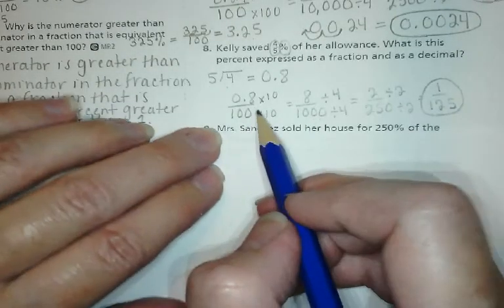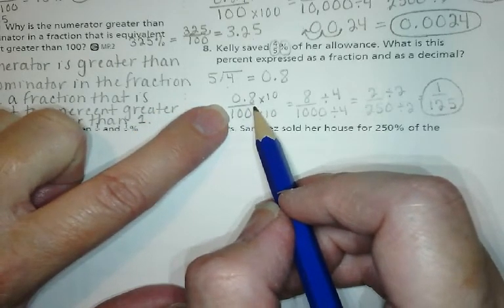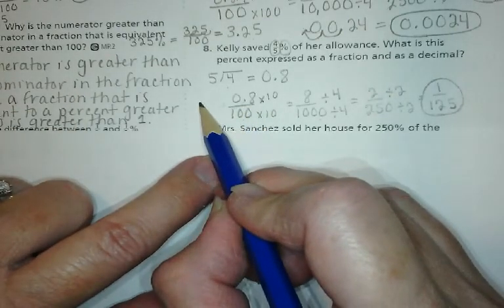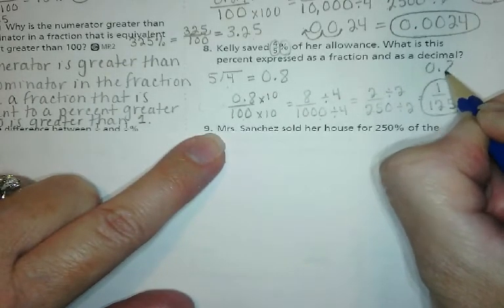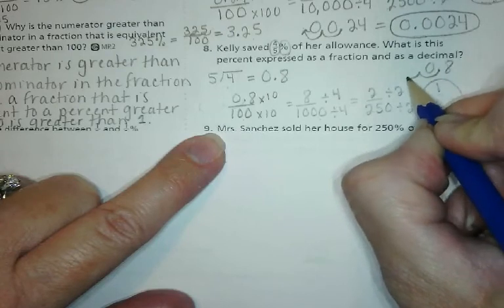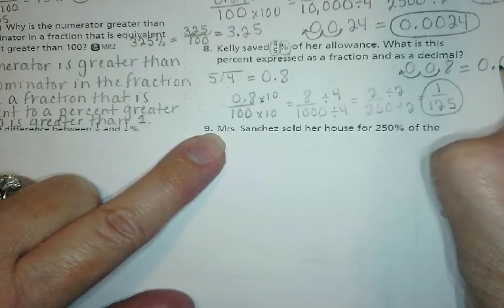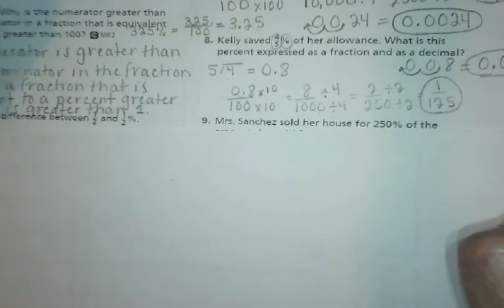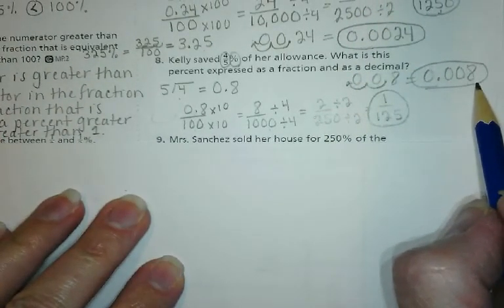To get the decimal equivalent, you're starting with this 0.8 and you're dividing by 100. So you would move the decimal 2 places to the left. So if we have 0.8 and we're dividing by 100, we move it 2 places to the left, and that would be 0.008, which is 8 thousandths.